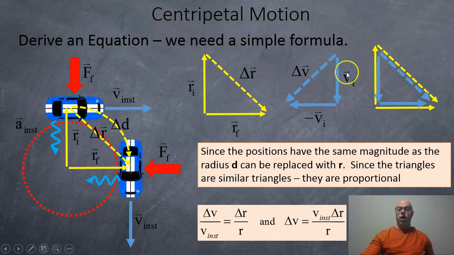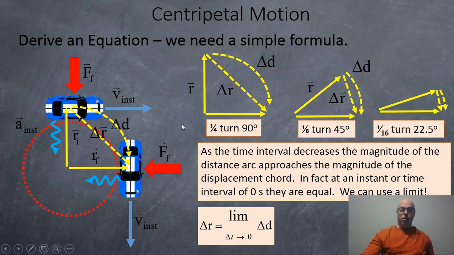Once again, the change in velocity triangle is proportional to, or a similar triangle to, the change in position or displacement. Now because the positions are equal to the length of a radius, instead of using d's, we switch to r's. And because they have the same proportions, the change in velocity divided by the instantaneous velocity at any given time is equal to the change in position divided by the radius at any given time. And if you rearrange that, you get the change in velocity is equal to the instantaneous velocity times the displacement divided by the radius.